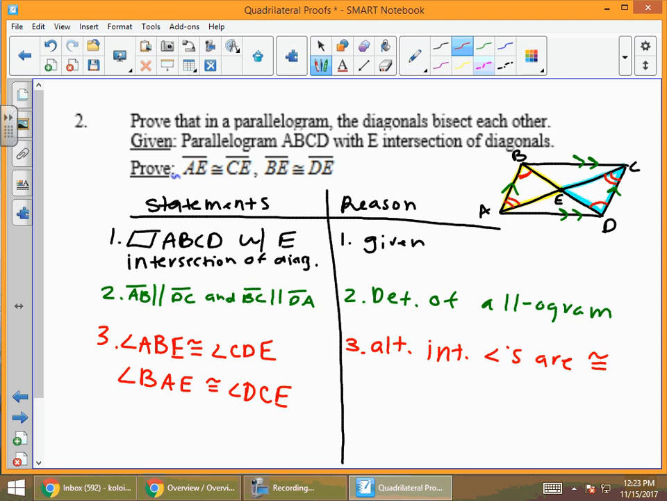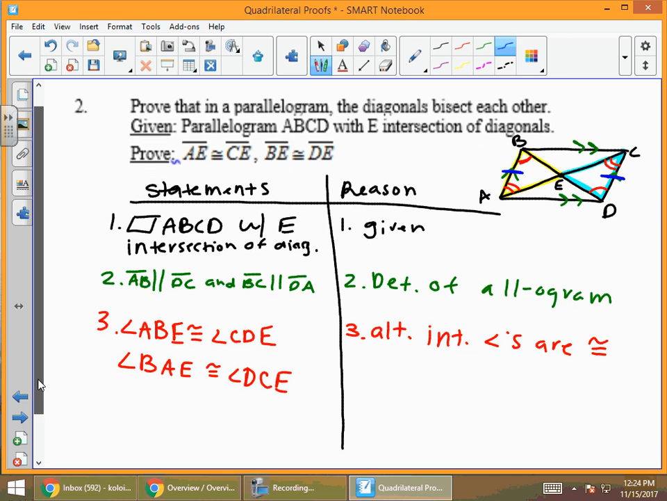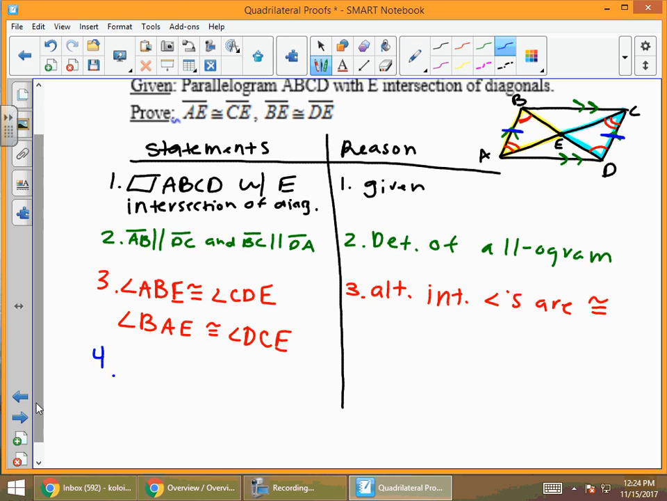Libby? Good. So we can state that BA and DC are congruent. We proved it, now we can use it. So we're going to say BA is congruent to DC. And again, it will say you can't use other parallelogram theorems in this proof. That means you don't need other ones to prove it.